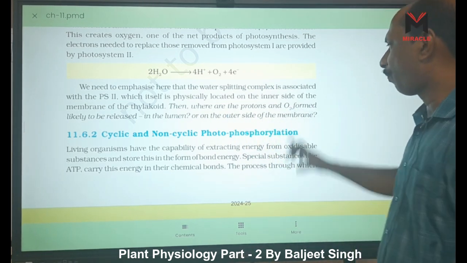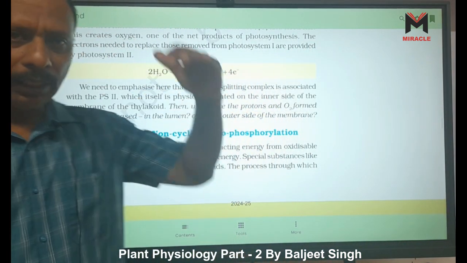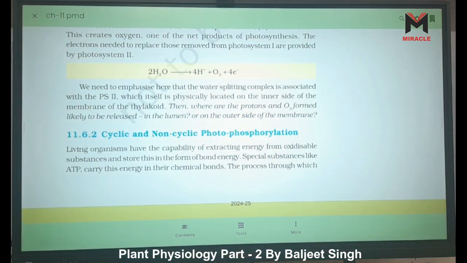After the formation of oxygen, oxygen is released from the lumen, comes to the cell, and then from the cell it goes into the atmosphere, right?